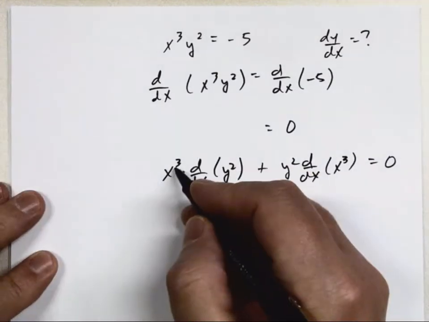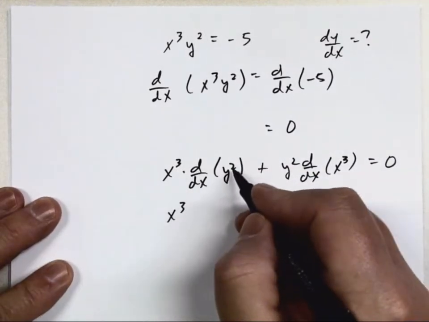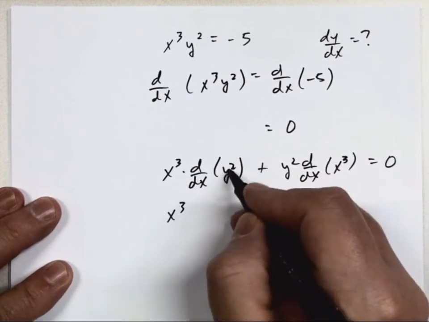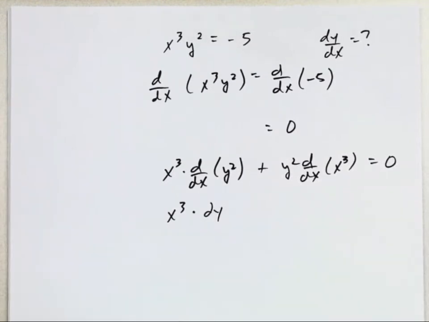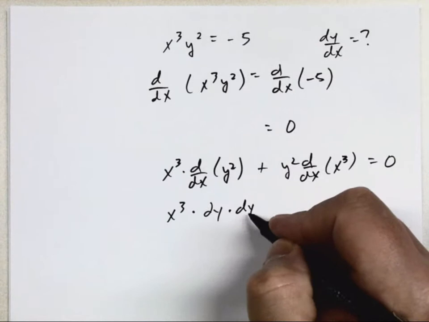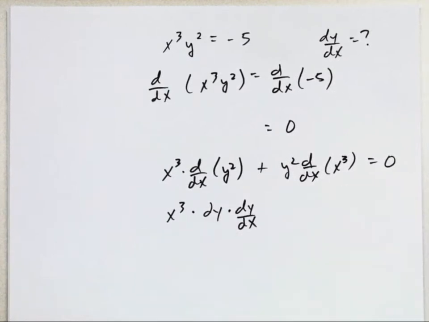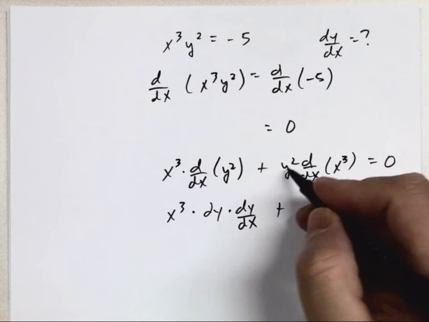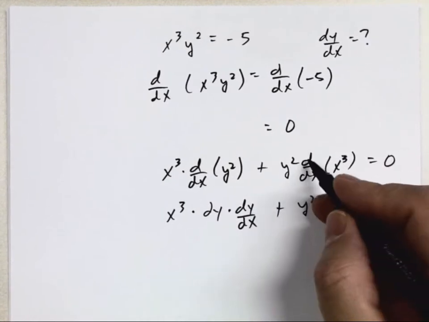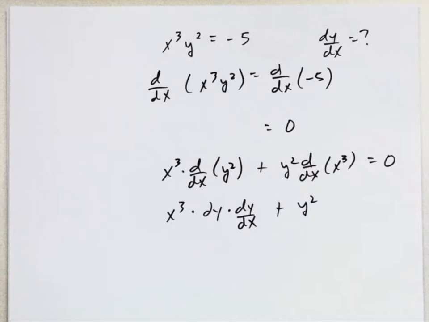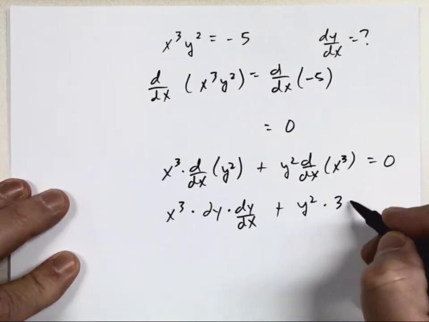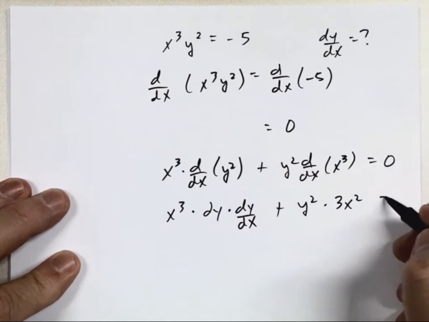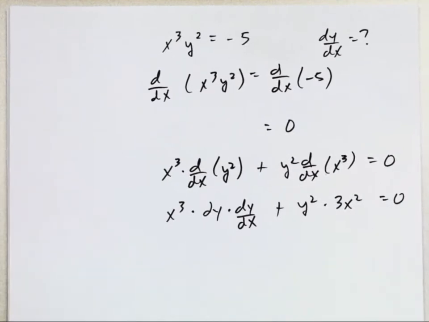So let's take the derivative. x cubed, derivative of y squared with respect to x. Variables are not the same, so you go ahead and take the derivative, and then you have to multiply by dy dx. For the second term, you have the derivative of x cubed with respect to x. Now there's a case where the variables are the same, so we can just simply apply our derivative rules and get 3x squared, and there's nothing else in that term.